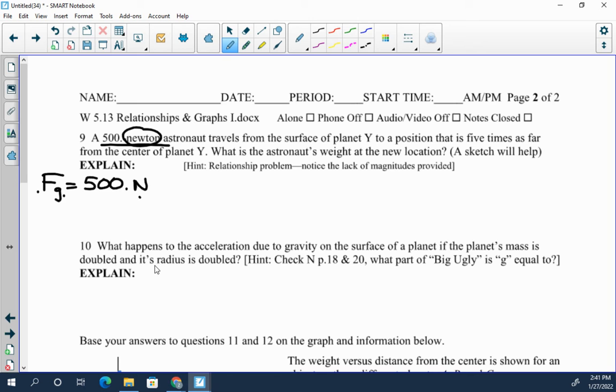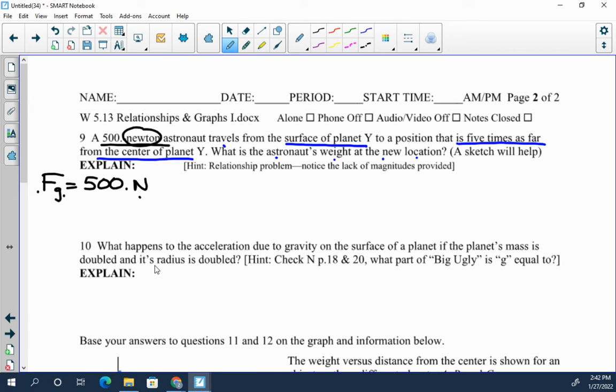Anyway, FG is 500 newtons. Cool. Now they tell us the astronaut travels. This is a tough question, so pay attention. The astronaut travels from the surface of some planet to a position that's 5 times as far from the center. Okay, notice something's changing. Could be a relationship problem. What is the astronaut's weight at the new location?